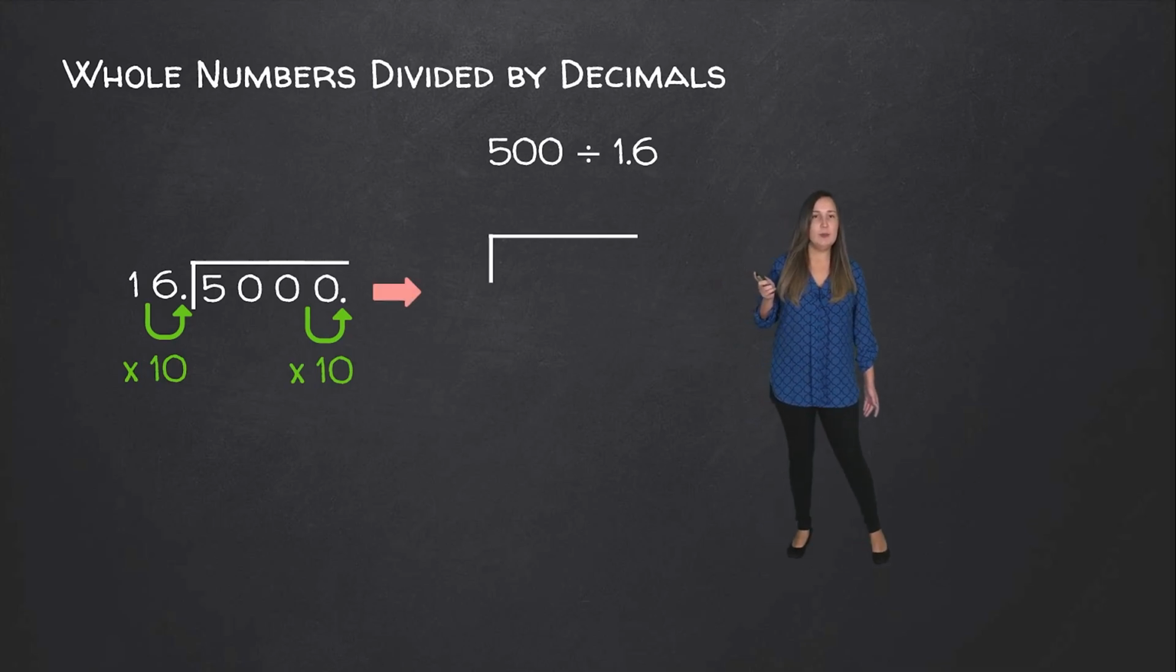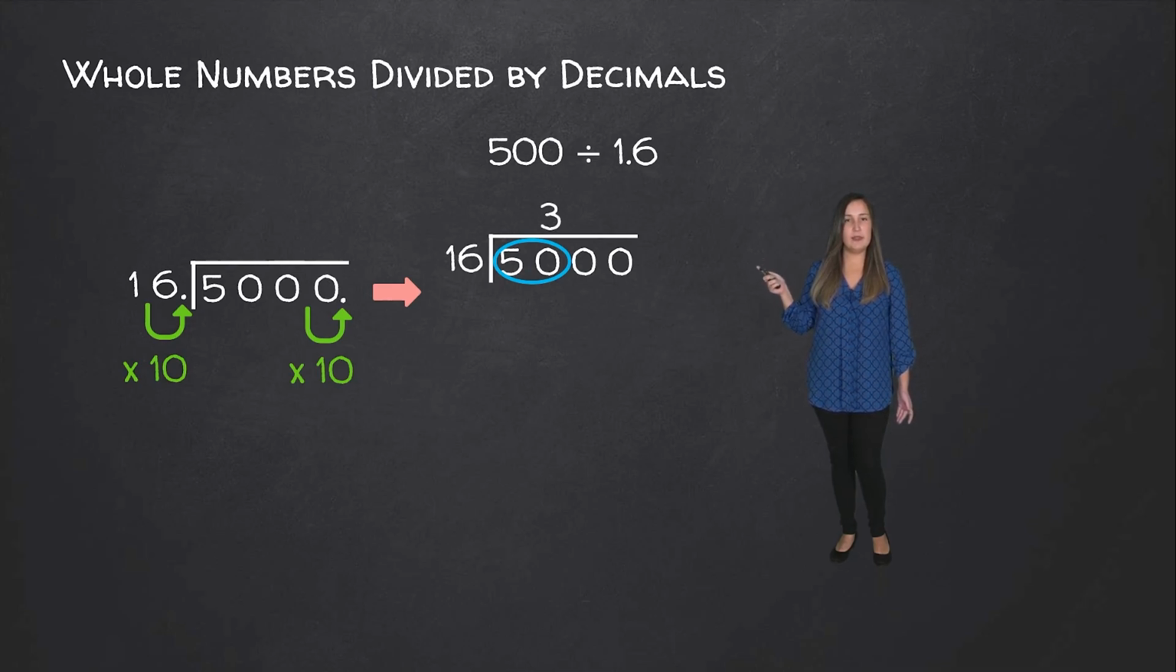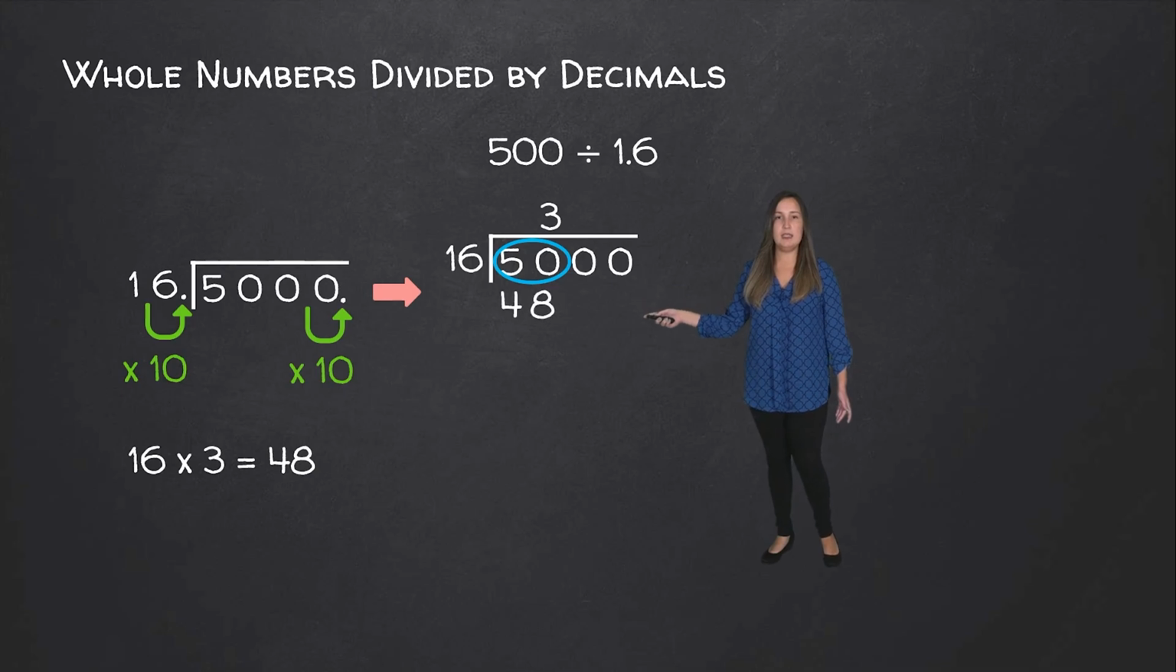So we know that 5,000 divided by 16 would give us the same answer as 500 divided by 1 6/10. So we're going to ask ourselves, how many times does 16 go into 5? Well, it doesn't. So how many times does 16 go into 50? 16 goes into 50 3 times because 16 times 3 is equal to 48. So we're going to take the 50 and subtract by 48. 50 minus 48 is equal to 2, and then we bring down a 0.